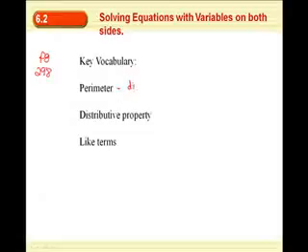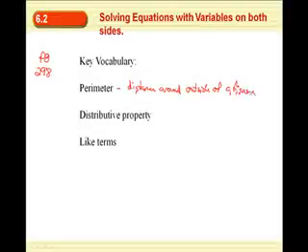Perimeter is the distance around the outside of a figure, usually a polygon, like a square, rectangle, trapezoid, something like that. Distributive property is what we had last time when we did something like this, 3(x plus 2), so you take 3 times x, 3 times 2. Okay, so write out that example.